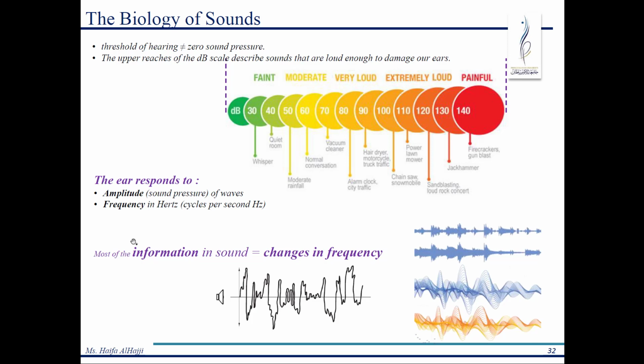Now, as I said earlier, you will hear a sound based on two factors. First thing, it's amplitude, it's volume. So if you have a sound of a low volume, you won't hear it. Maybe other sounds will mask it and cover it up. And the other thing that our ears will respond to is the frequency, the information, the type of sound you are listening to.